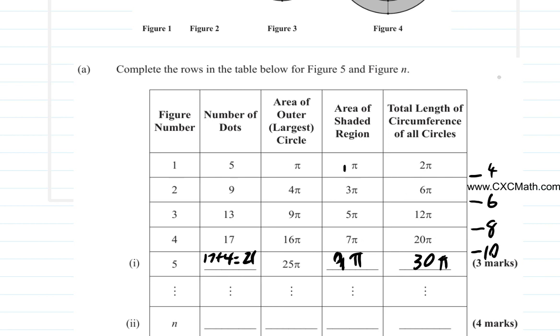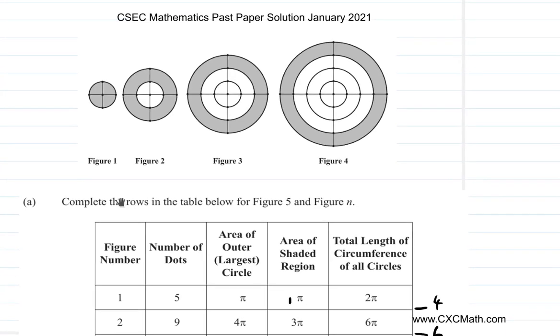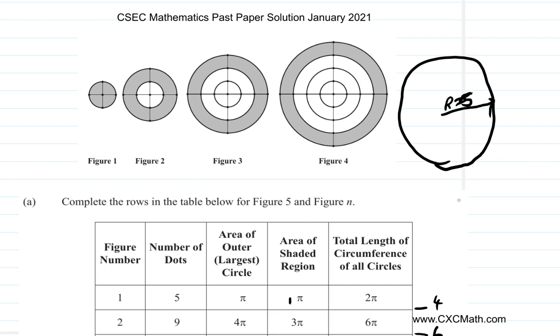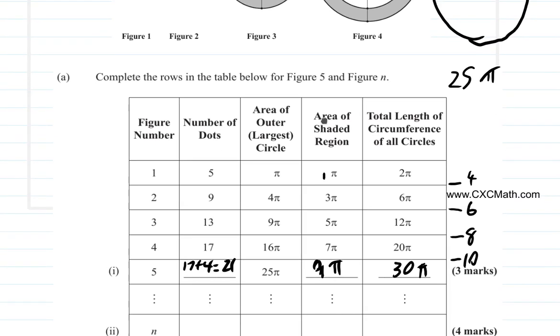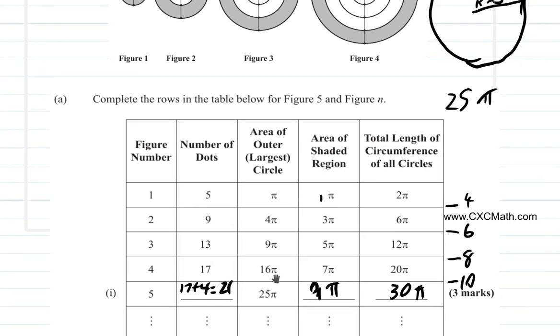Area of the shaded region. If you had one more after this, a bigger one, you have 1, 2, 3, 4. This radius would be 5. Right? The radius would be 5 units. So pi times 5 squared is 25 pi. So you have 25 pi. You have it here.